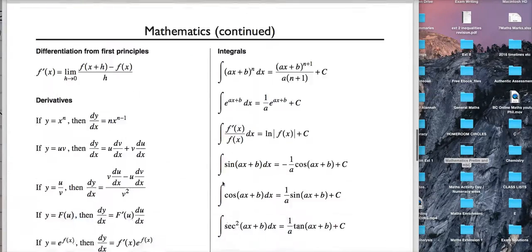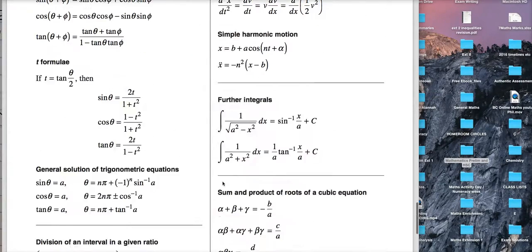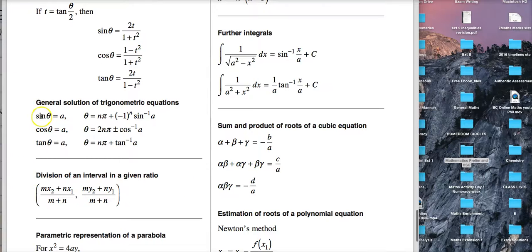Coming back to the formula sheet, looking for the general solution. There it is. So they've got it in that format. If sine theta is a. Okay, this is how they've got it. So they don't have it the way I just wrote it. They've got if sine whatever you've got. So I'm just going to write what they've got.